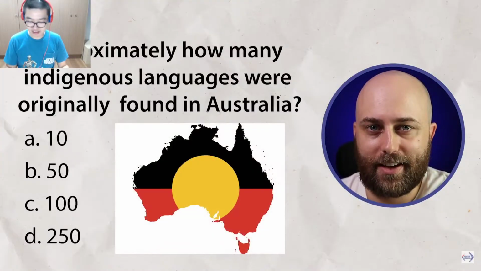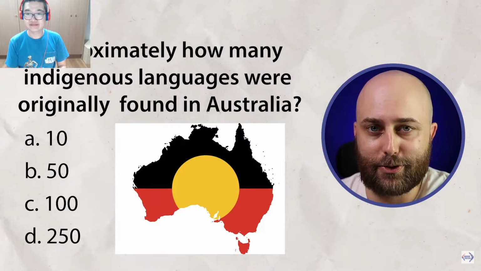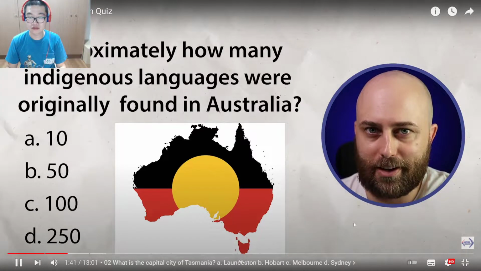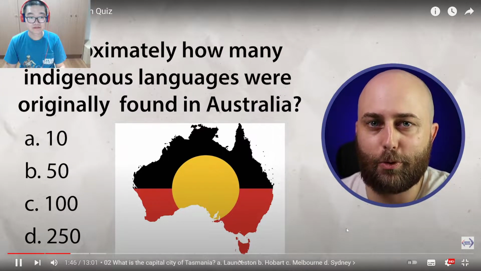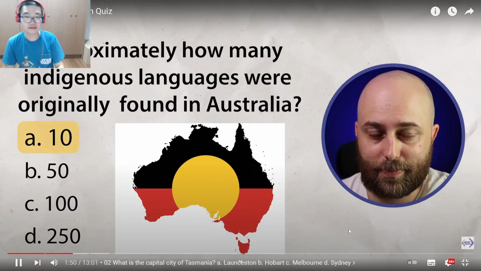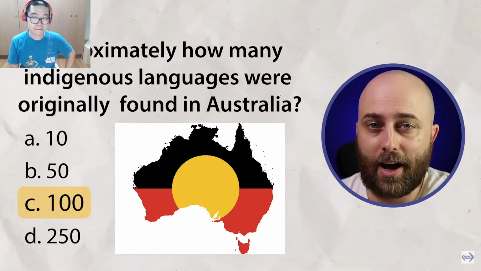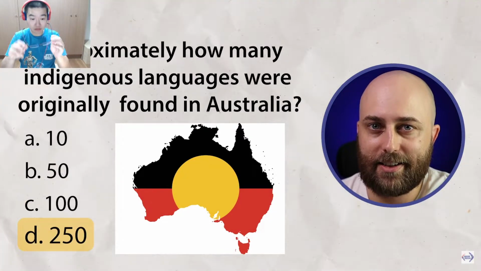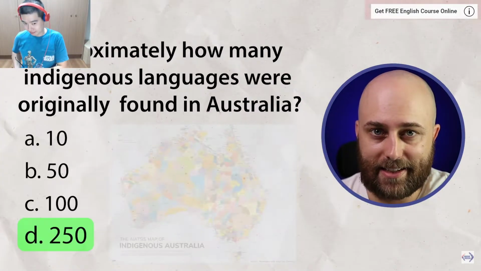Question 3. Approximately how many Indigenous languages were originally found in Australia? So approximately, not the exact number, approximately how many Indigenous languages were there in Australia before colonisation? A. 10. 这个我知道，B. 50. 这个我们语言学学过，C. 100. Or D. 250. 这是最多的那个。The answer is D.